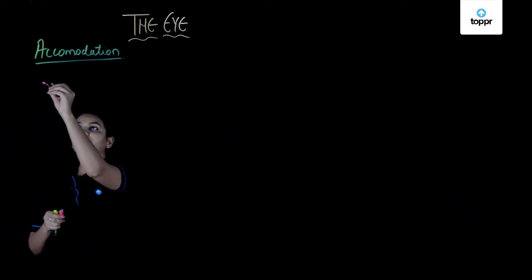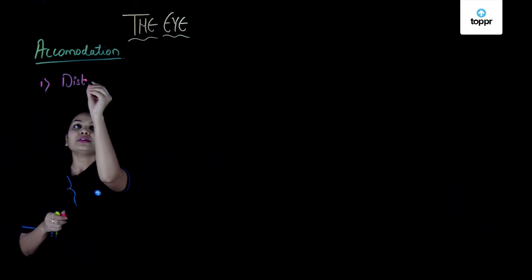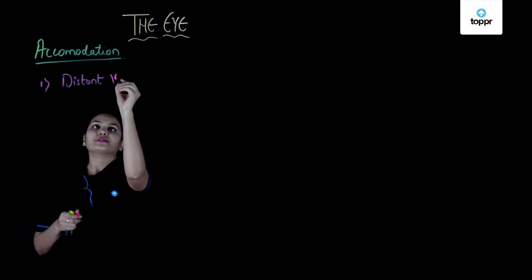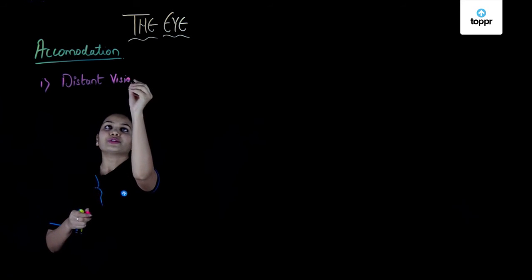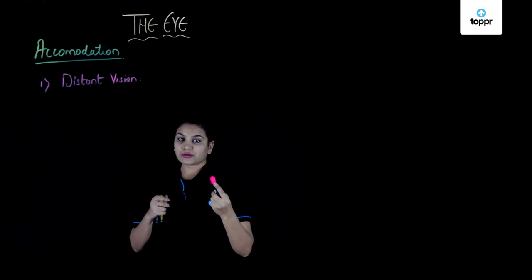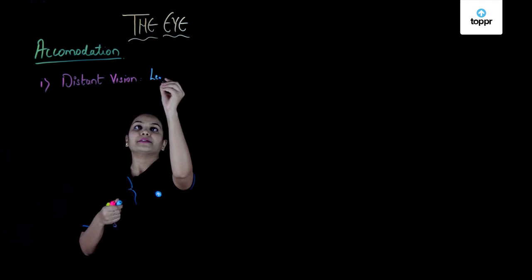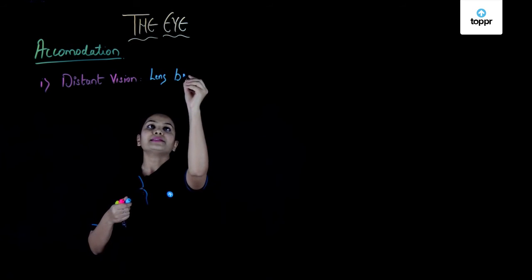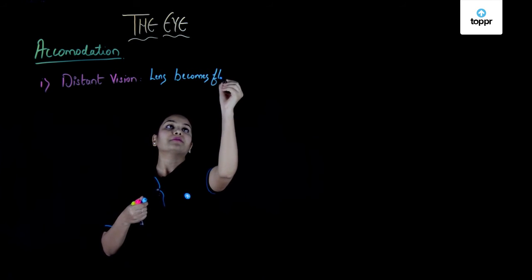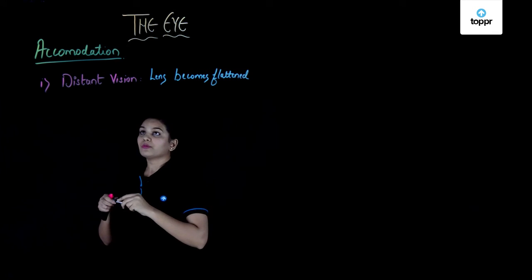Well, for that let's consider three situations. The first is the case where we are talking about distant vision. In such a situation, the lens which is going to focus becomes flattened. The lens becomes thinner and flattened. So this is the case for distant vision.